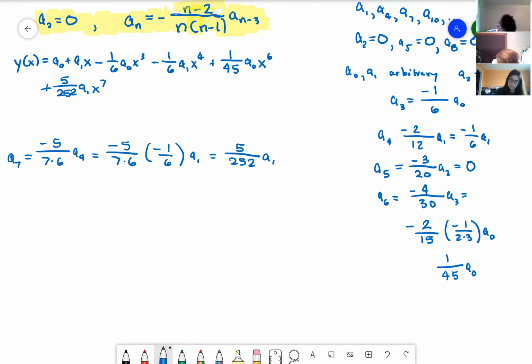How many do we have? 1, 2, 3. 1, 2, 3. Okay, one more of each. A8 is 0. A9 is -7 over 9 times 8 times A6. 1 over 45. These numbers are getting painfully large.